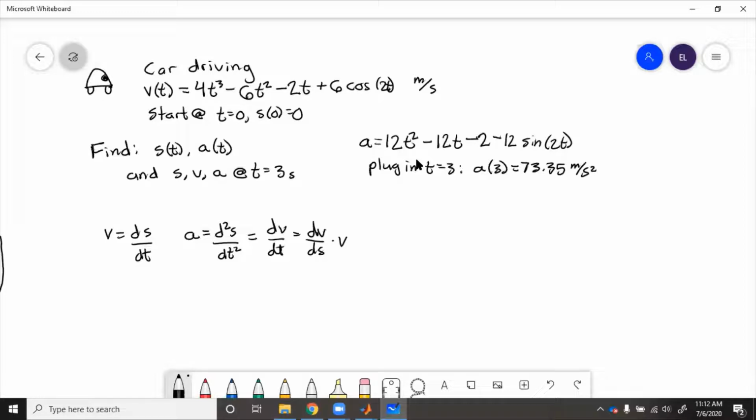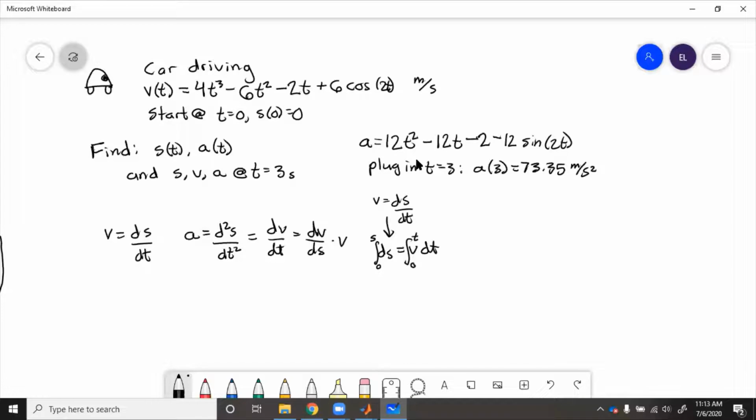Then for position, we can use this one, v equals ds/dt. So if we know that v equals ds/dt, then we can rearrange. We get ds equals v dt. We need to integrate. So we start at t equals 0 and s equals 0. So here we go from 0 to t, and here we go from 0 to s.